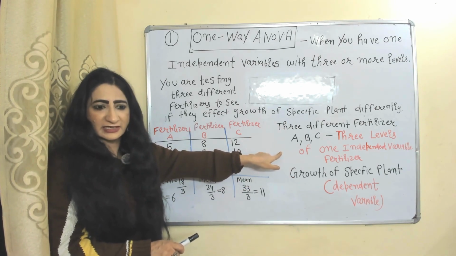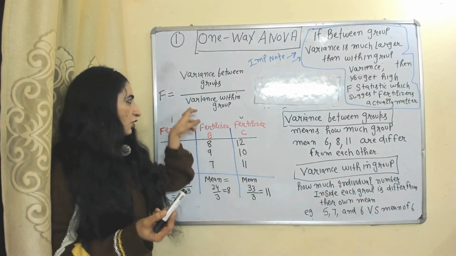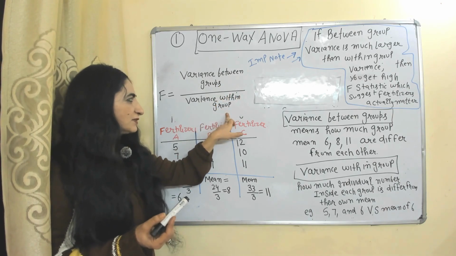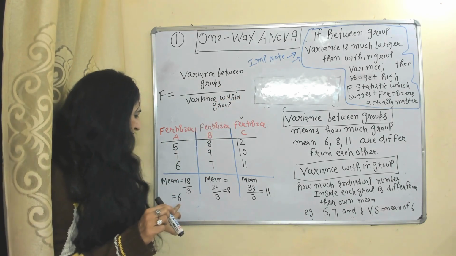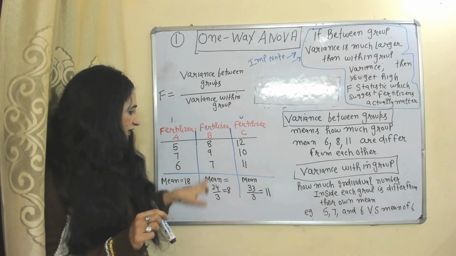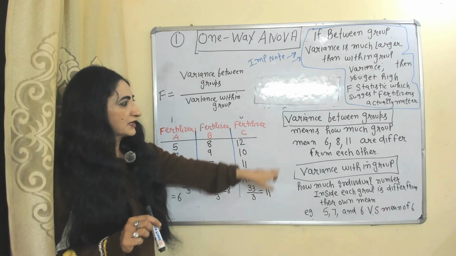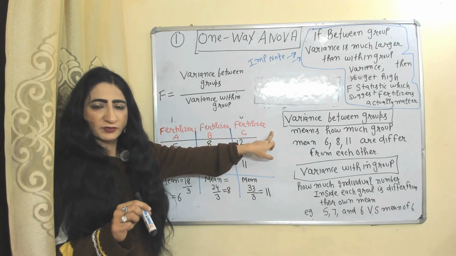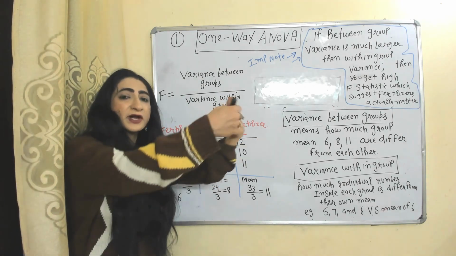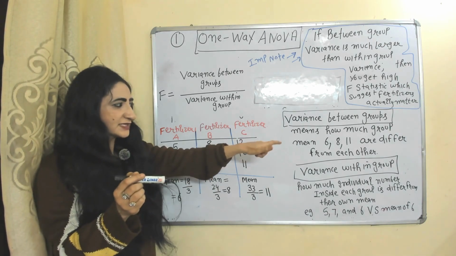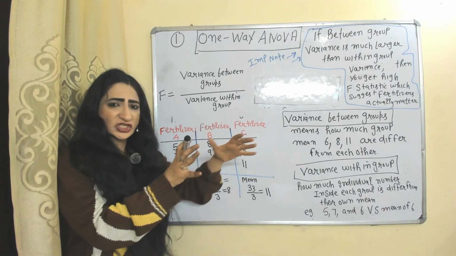As we know, in ANOVA we use the F ratio, variance between groups divided by variance within groups. Mean of first group 6, mean of second group 8, mean of third group 11. Variance between group means how much the mean of one group is different from the mean of another group. That means how much the group means 6, 8, 11 differ from each other.